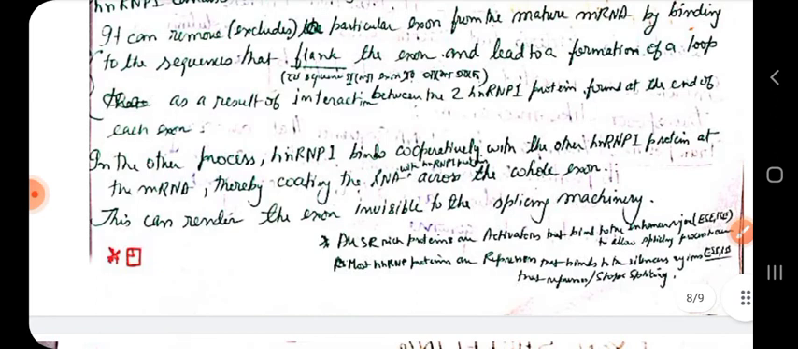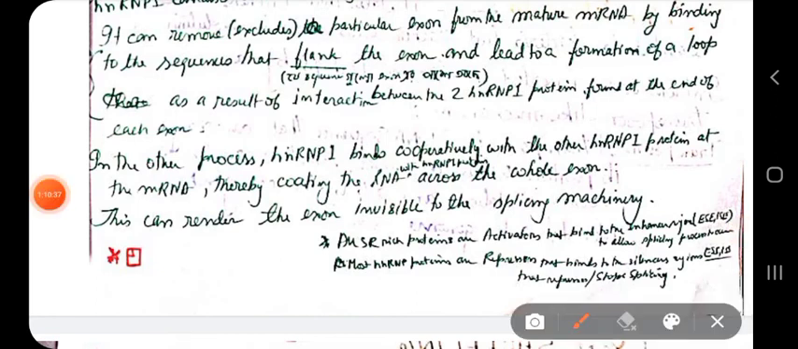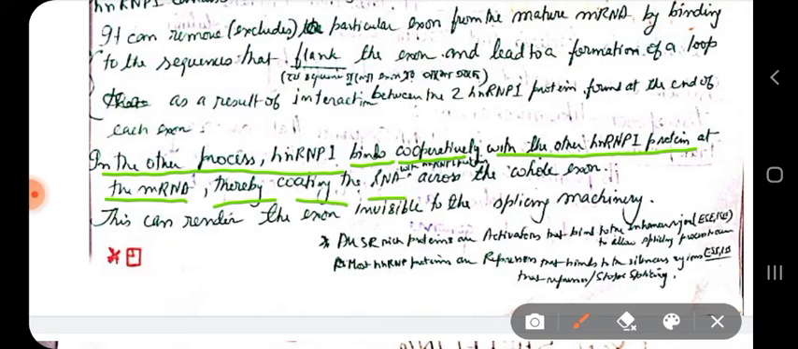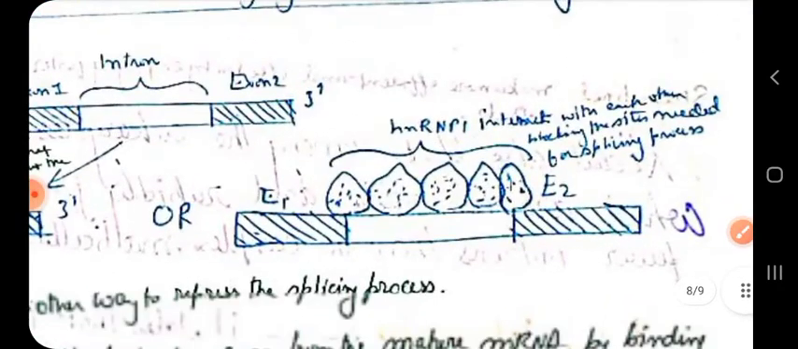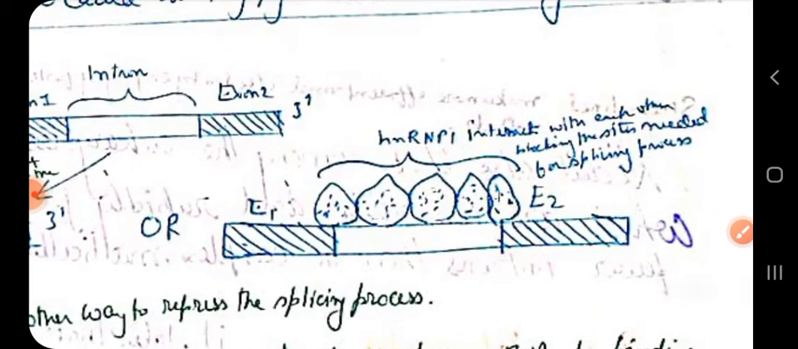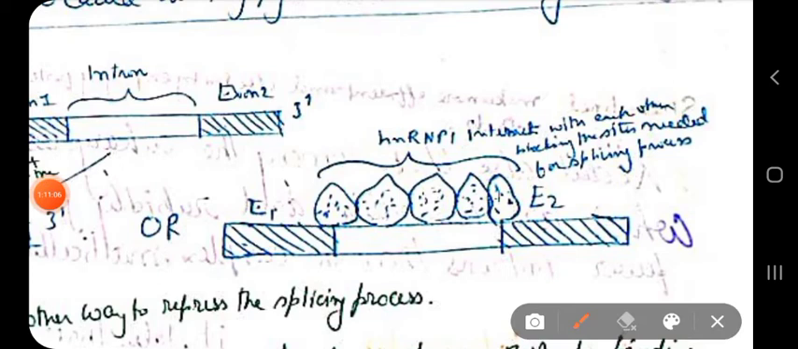In the other process, your HNRNP1 binds cooperatively with other HNRNP1 proteins at the mRNA, thereby coating the whole mRNA with HNRNP1 protein across the whole exon. This can render the exon invisible to the splicing machinery. That means, in simple words, you can see that here it shows the intron actually, but I have to show the exons.